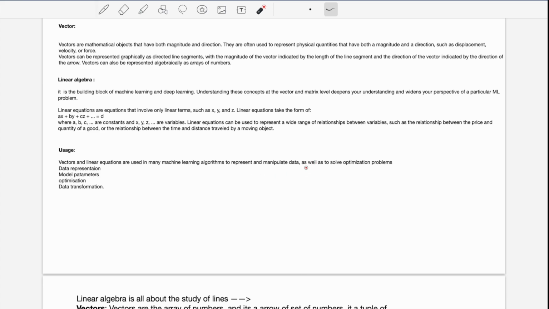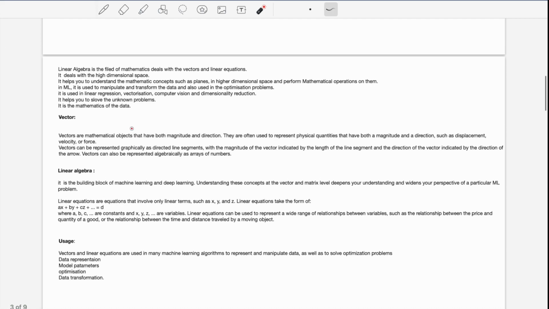Then it is also used to solve optimization problems. So what is an optimization problem? Like gradient descent, it is also used to solve optimization problems. We're going to discuss what optimization problems are and how we optimize our model in our further lectures. Don't worry. It is used in data representation, in model parameters, in optimization, as we said, and in transformation. So this is the usage of linear algebra.